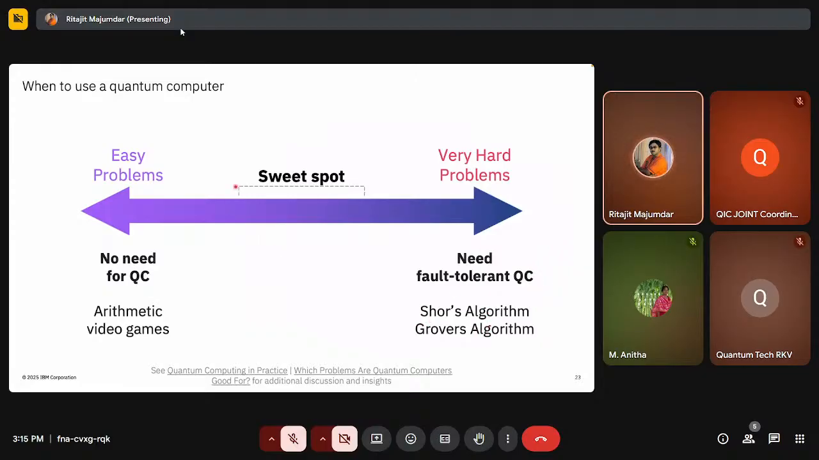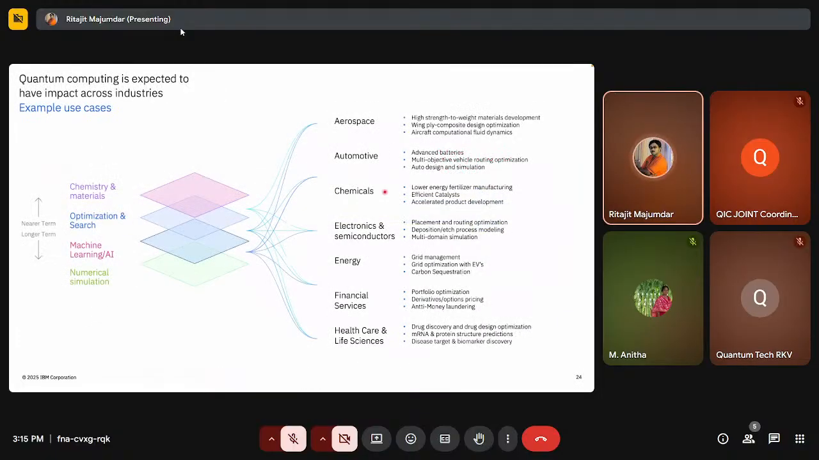We need to find at this point the sweet spot, which is not really easy, not easy to the point where people can say that whatever you are doing with a quantum computer, you don't even need a quantum computer. Right? So it should not be that easy. At the same time, it should not be so hard that people will say, oh, you have done this, but it will take you 20, 30 more years to actually do something. What are those sweet spot problems?